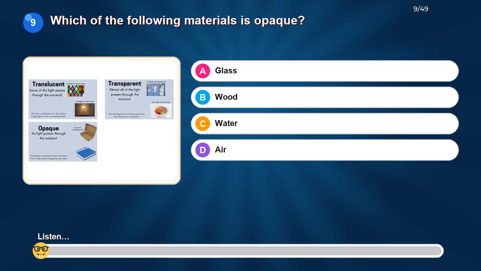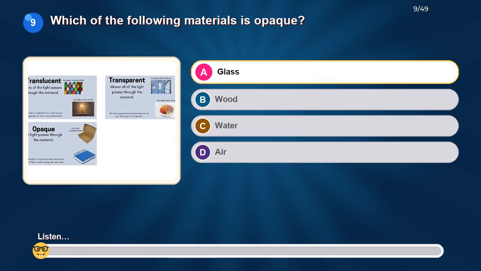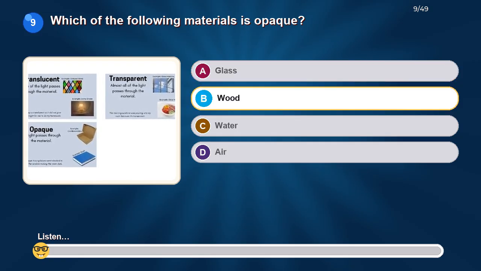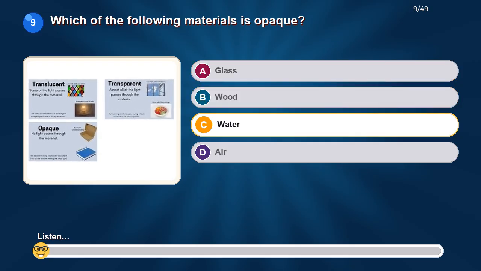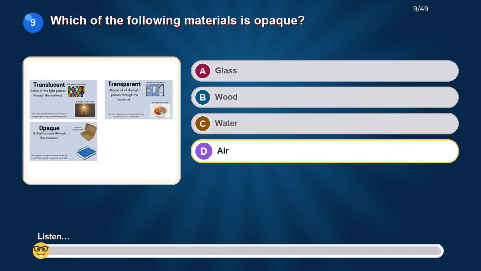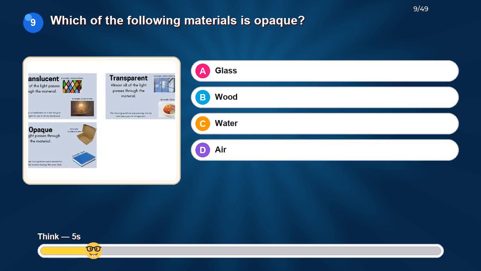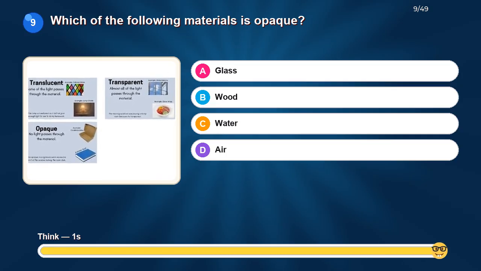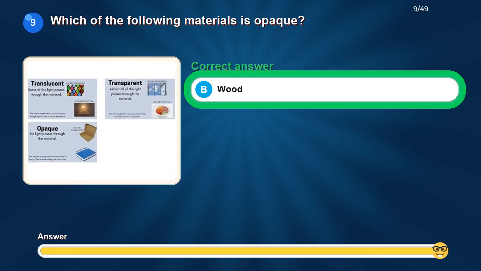Which of the following materials is opaque? Option A, glass. Option B, wood. Option C, water. Option D, air. The correct answer is wood.